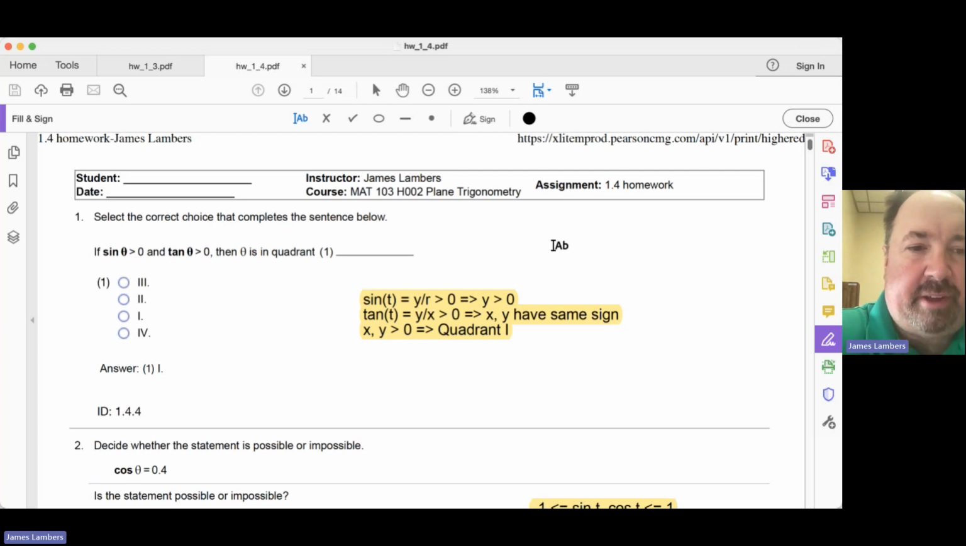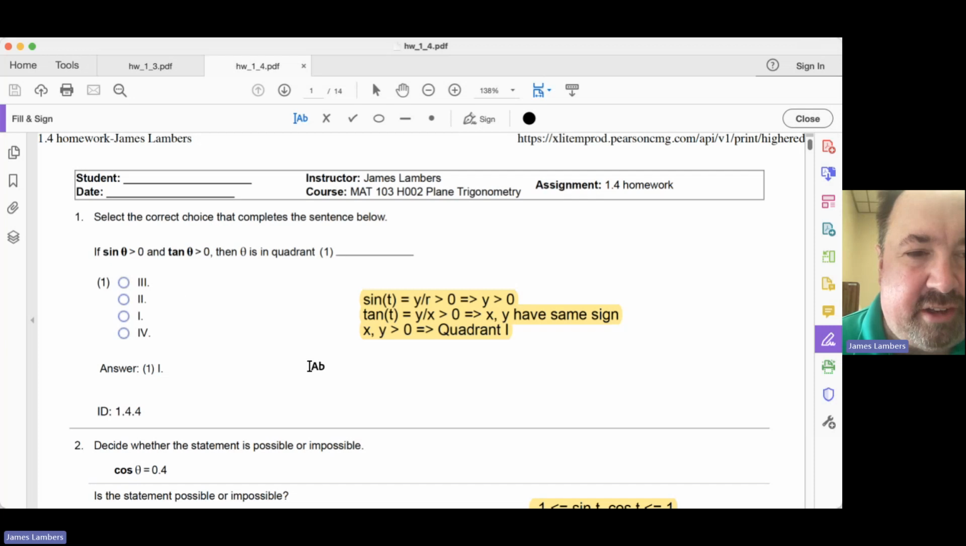excuse me, evaluation of trigonometric functions and dealing with quadrants, etc. So for this first problem, you're given that sine of a certain angle theta is positive, and tangent is also positive. So which quadrant would that angle be in? Now remember from class, the quadrants 1, 2, 3, and 4 are determined by whether x is positive and negative, or y is positive and negative.